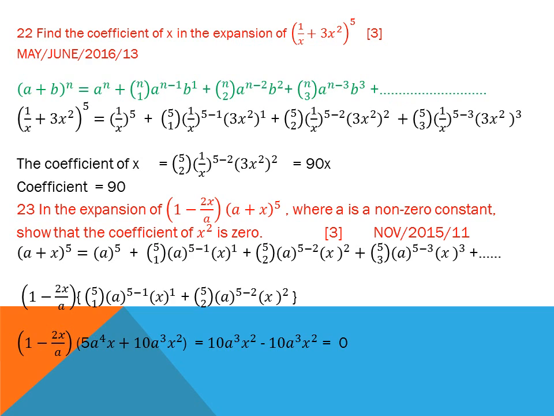When I solve term number 2 here, it will become 5a power 4 x, plus term number 3, 5c2 a power 3 x cube. When I solve this, 1 is multiplied by 10a cube x cube, it will become 10a cube x cube. When minus 2x over a is multiplied by 5a power 4 x, a is cancelled out with a, it will become a cube. 2x is multiplied by x, it will become x square. So these two terms cancel each other, so the term including x square will become 0 here.